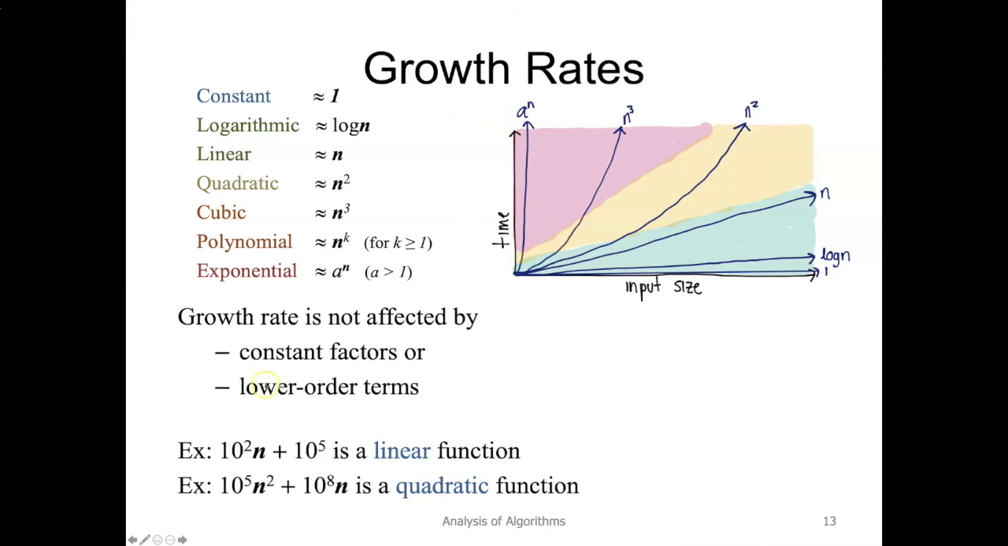But the goal of this is we want to be able to describe, say we have an algorithm which requires this many primitive operations, 10 squared n plus 10 to the fifth power. We're just going to describe this as a linear function. Or in the second case, because n squared is the dominant term here, we can describe this as a quadratic function. We'll see how this is formalized with asymptotic complexity in the next video.